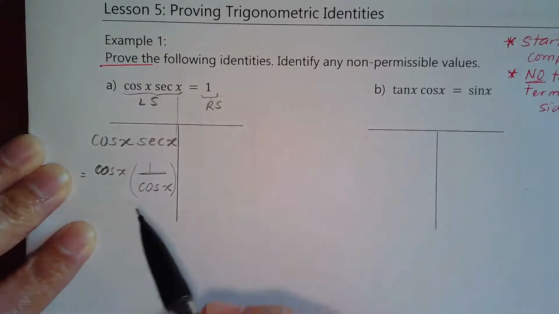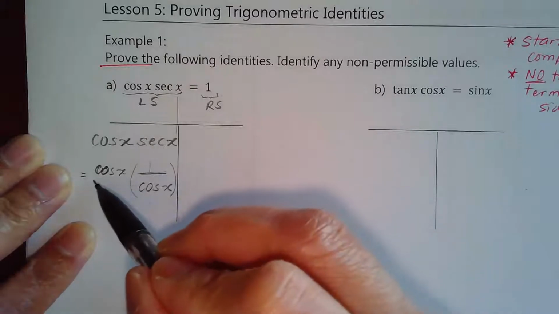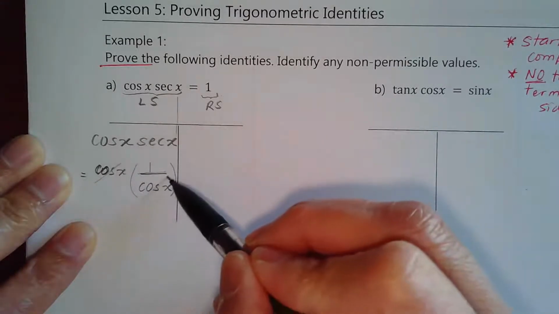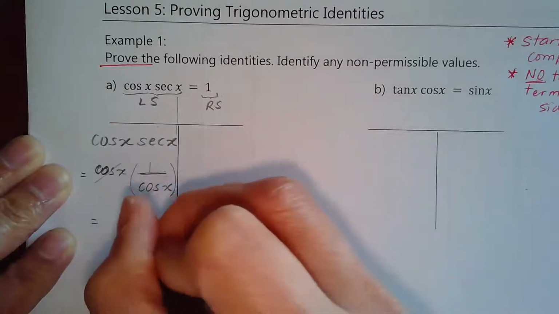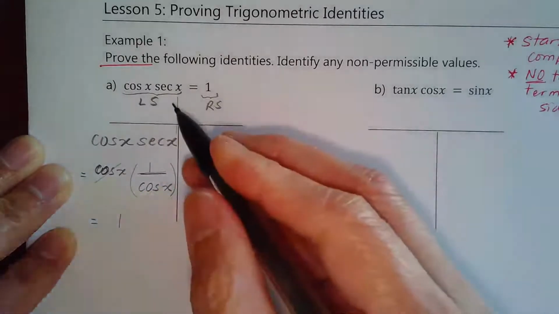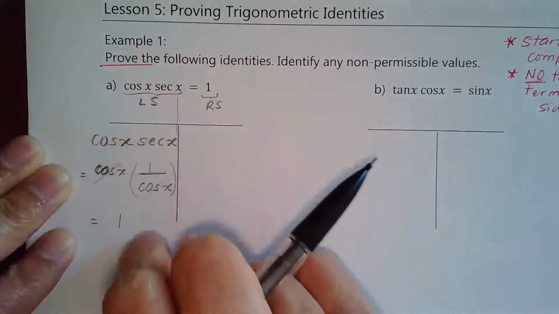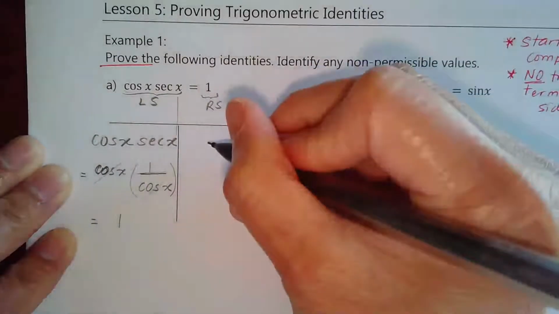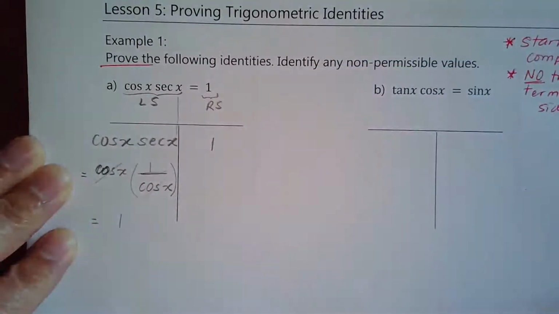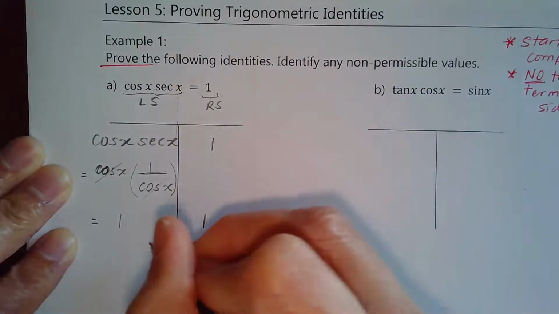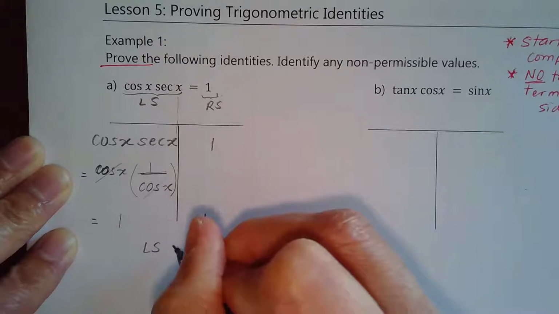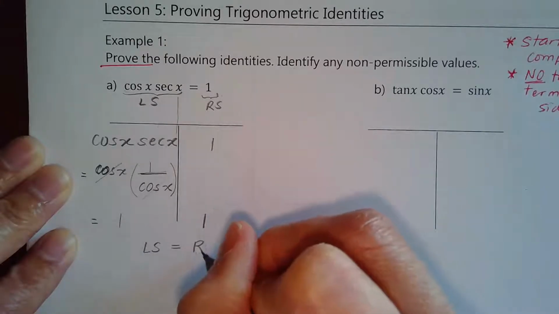Okay, now you can see that cos of x divided by cos of x, so they cancel each other out. So we're left with 1. So my left side is equal to 1, and my right side is equal to 1. I'll just bring that down here. So therefore, the left side is equal to the right side.